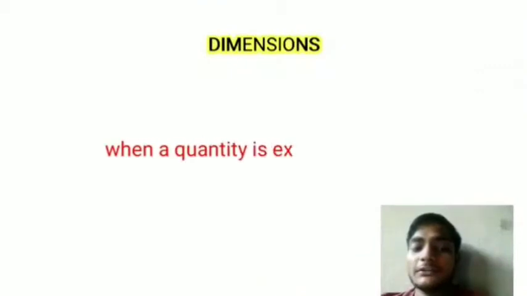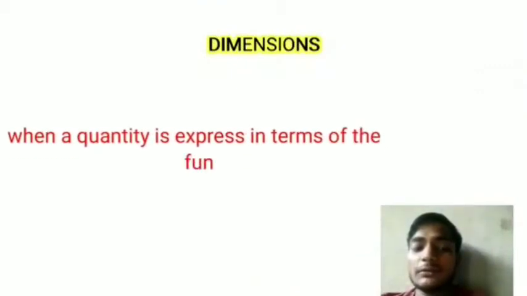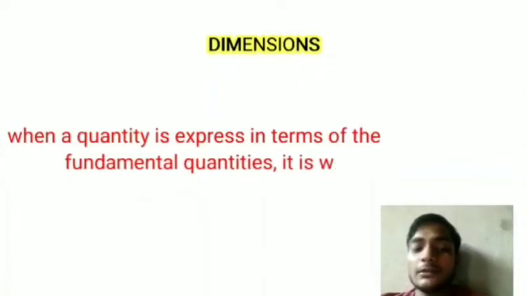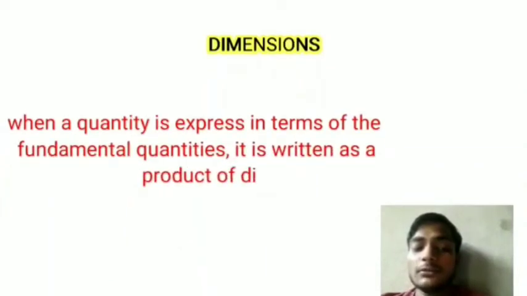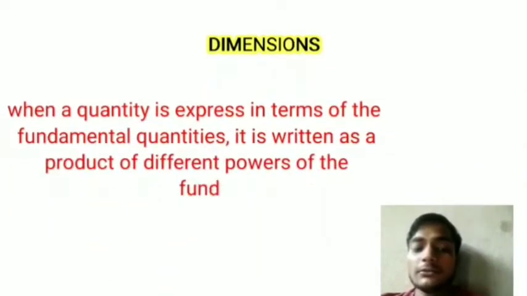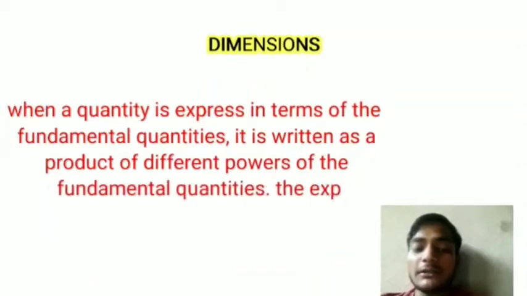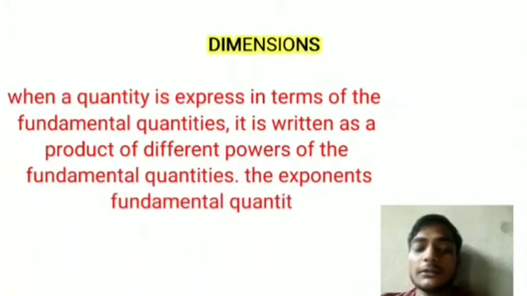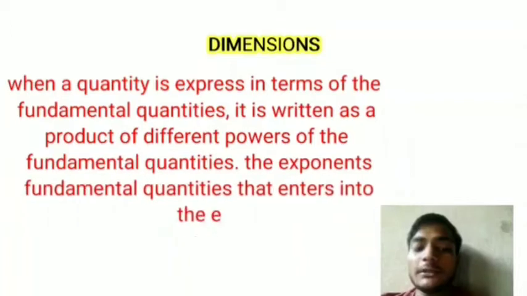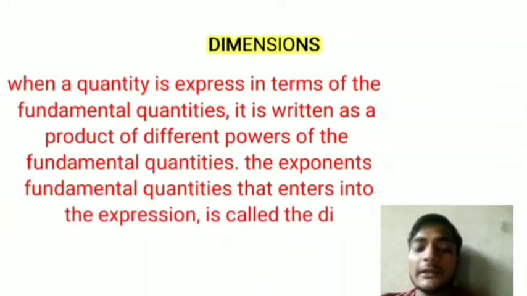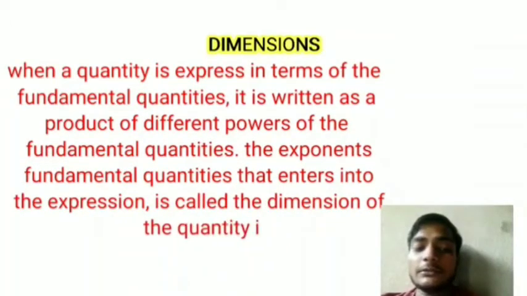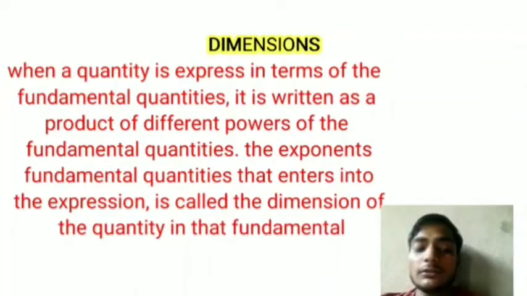When a quantity is expressed in terms of the base quantities, it is written as a product of different powers of the fundamental quantities. The exponent of a fundamental quantity that enters into the expression is called the dimension of the quantity in that fundamental.